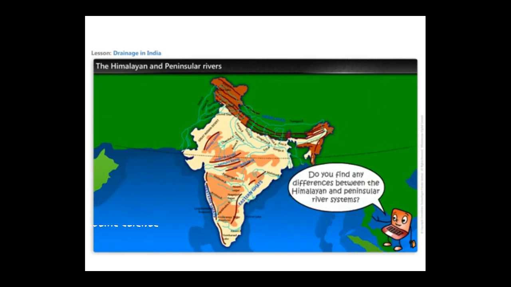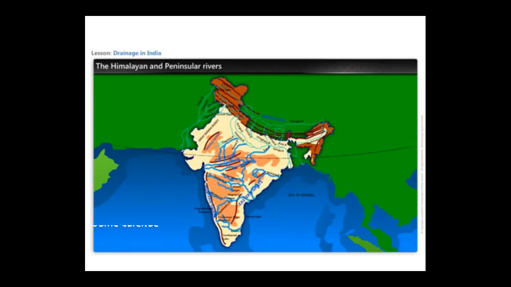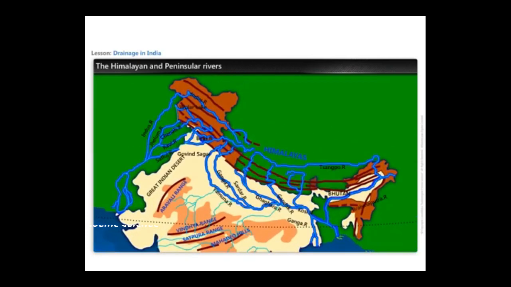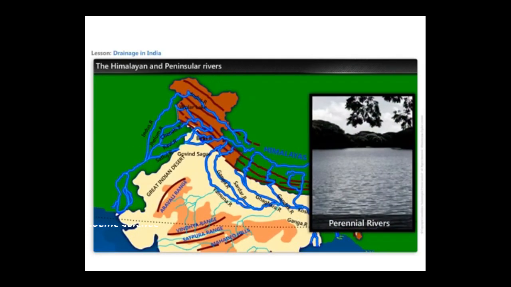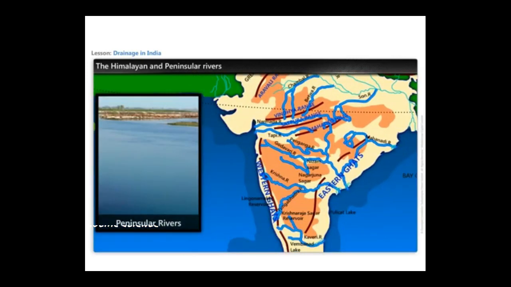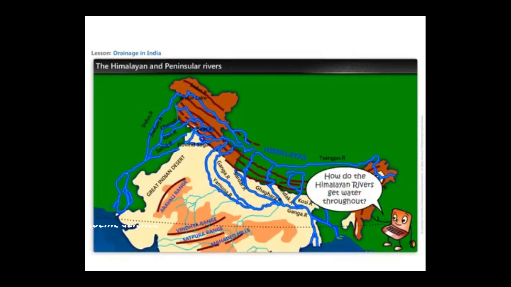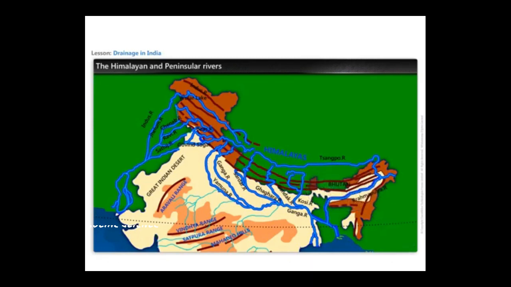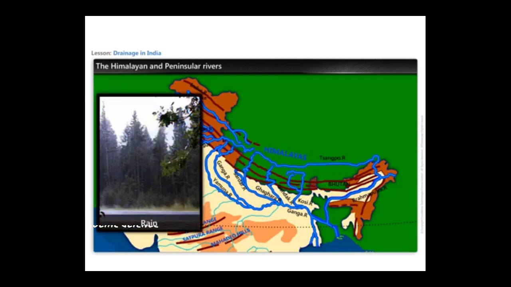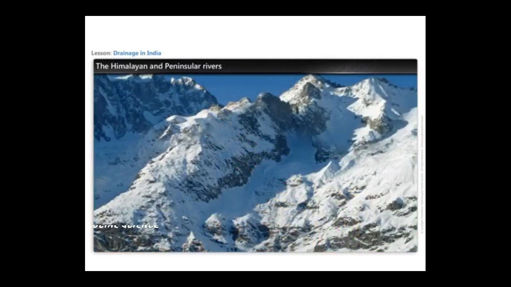Do you find any differences between the Himalayan and the peninsular river systems? Most of the Himalayan rivers are perennial, or they have water throughout the year, but a large number of the peninsular rivers are seasonal, as their flow is dependent on rainfall. How do the Himalayan rivers get water throughout? These rivers receive water from rain as well as from melted snow from lofty mountains.